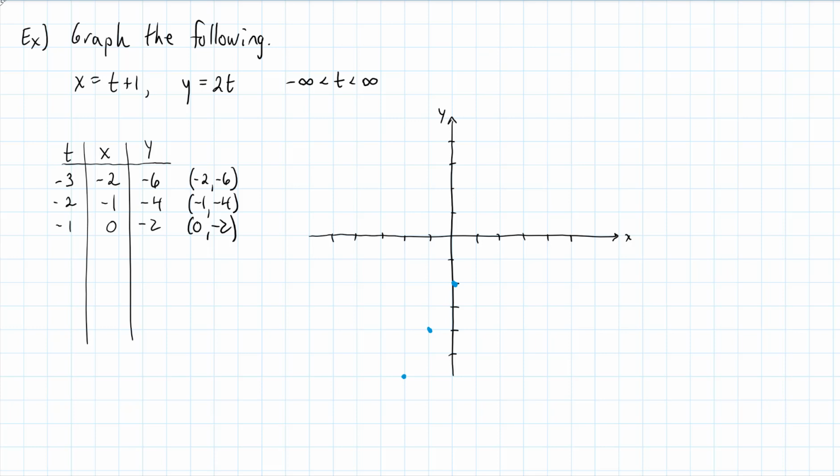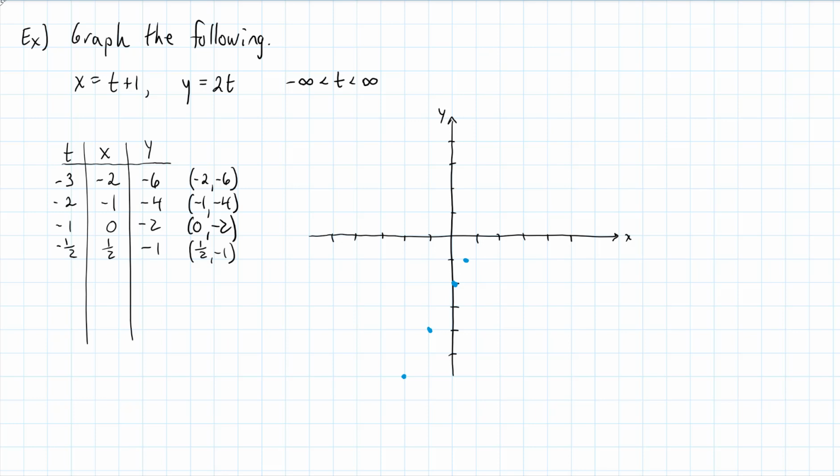And I don't have to pick integers. I could pick something like, let's see, oh, the other one I plotted wrong, didn't I? Oh, no, I didn't. Yeah, 0, -2, we're good. What if I were to plug in, say, -1/2? If I plug that in for x, I get +1/2, and then I get -1. So that'd be like right there. There's nothing stopping me from picking rational numbers or irrational numbers. If I really want to make things difficult for myself, I can, because remember, t is allowed to be any real number.